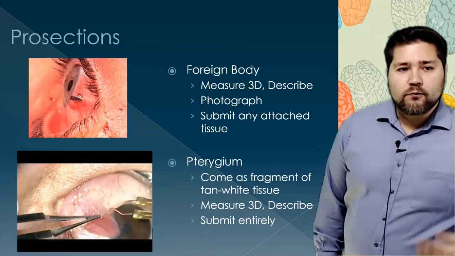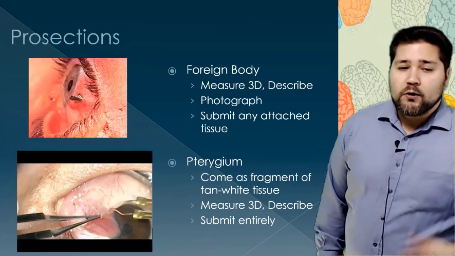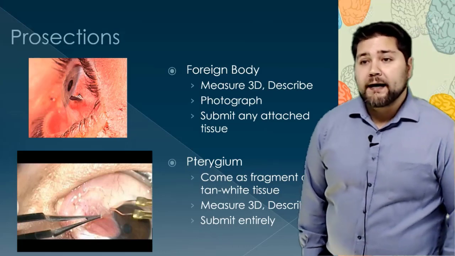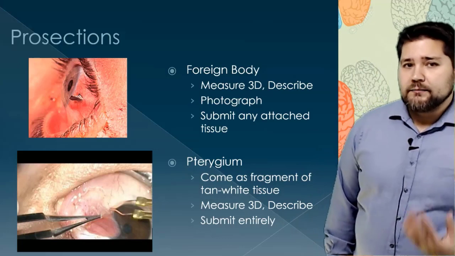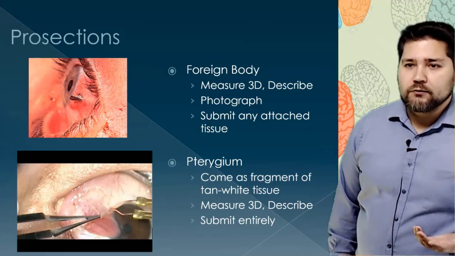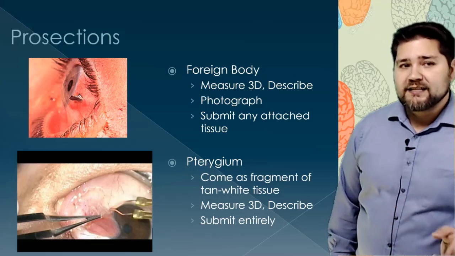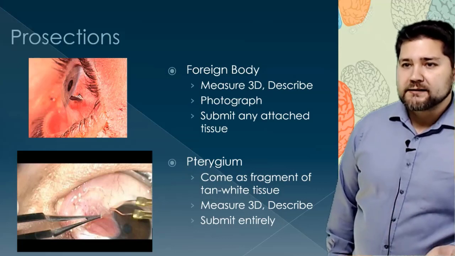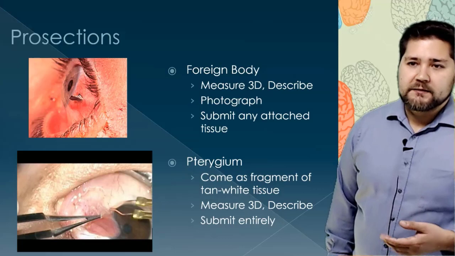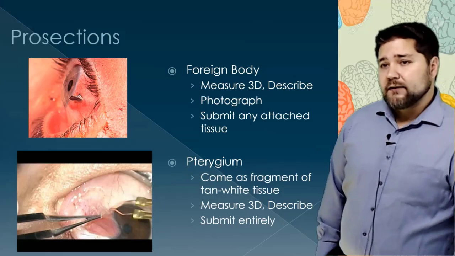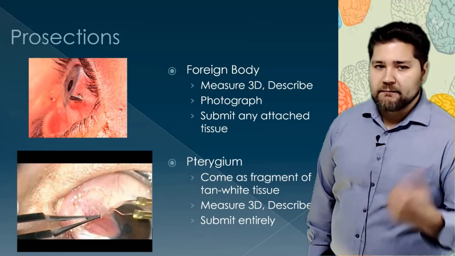So prosections for foreign bodies and pterygiums, or pinguiculas in this case, if you get them, are pretty straightforward. Foreign bodies are really just going to be anything we do with a gross only, right? You get it, you measure it in 3D and describe. You can say it's consistent with nail or consistent with glass, but you don't usually just say, yep, it's a piece of nail. A lot of these specimens you do tend to photograph, or at least have a pathologist come and just double check and say, yep, looks good.